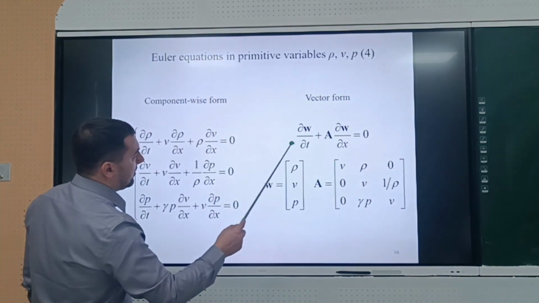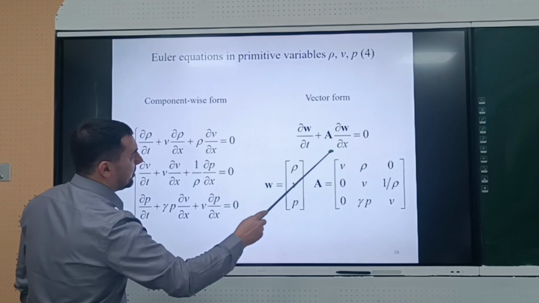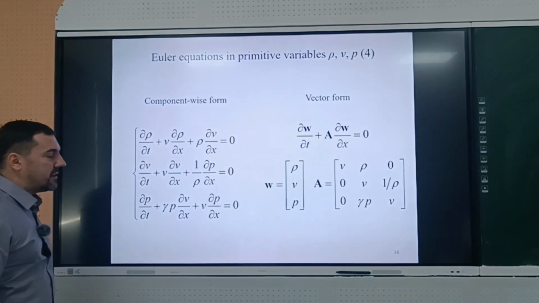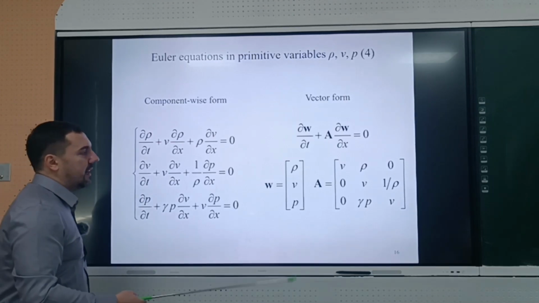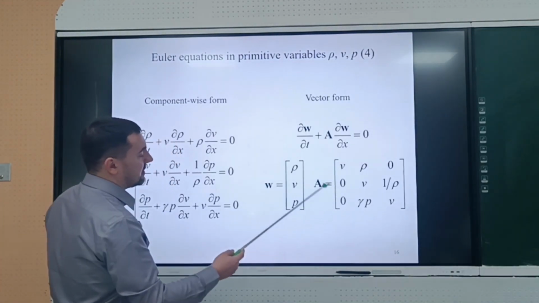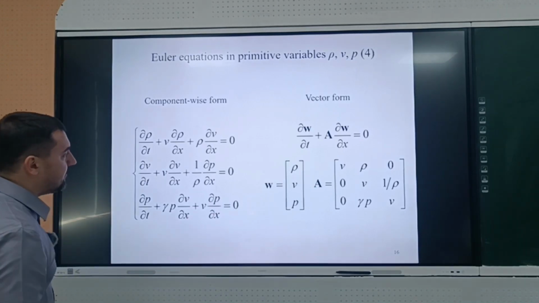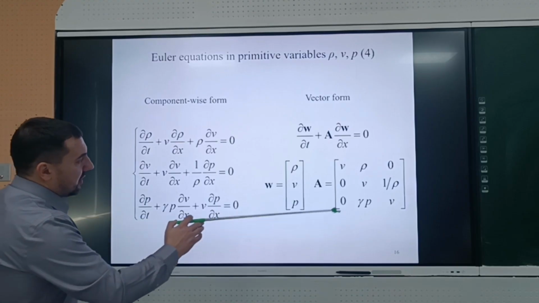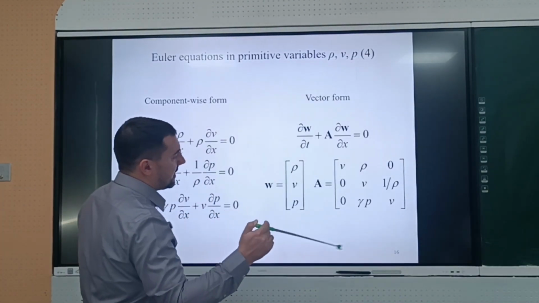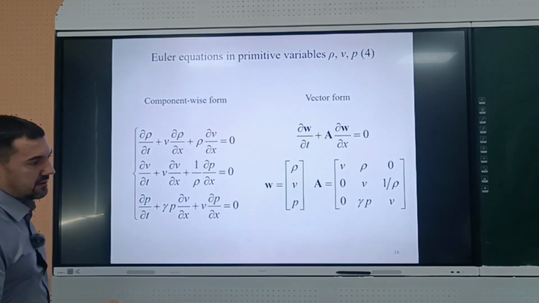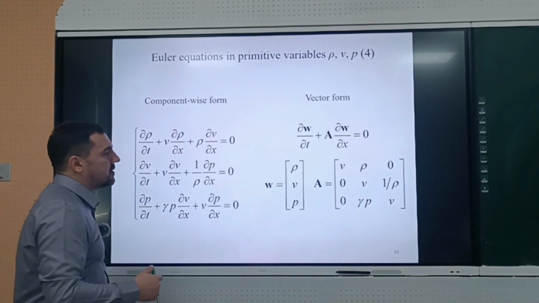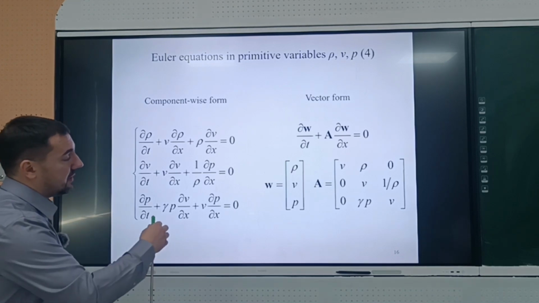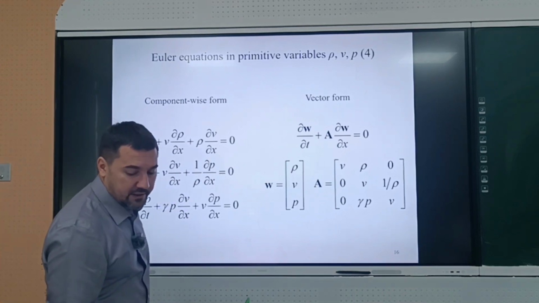And so dw over dt plus A dw over dx equals 0, where A is a nonlinear matrix. So here A depends on unknown functions v, rho, and p. Once again, this system is more convenient for numerical analysis because it's much simpler than the conservation form of Euler equations, and also a number of numerical techniques rely on this notation.